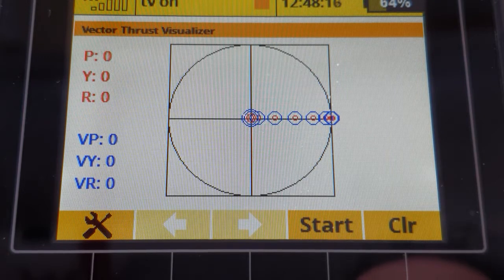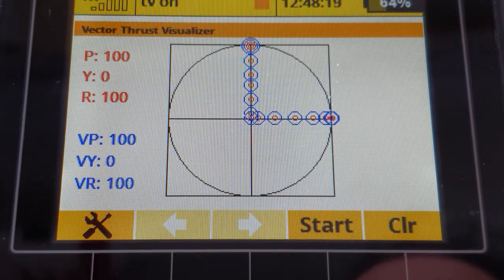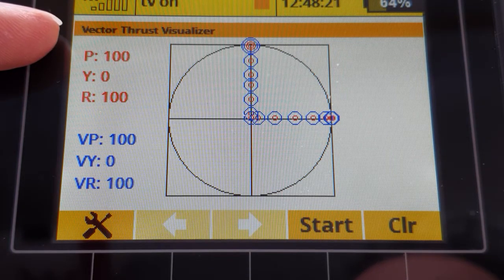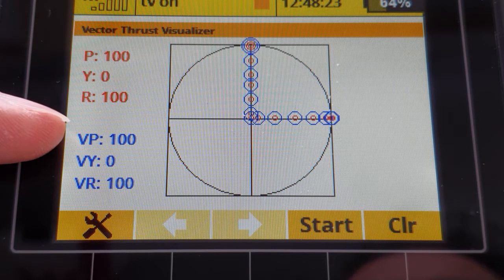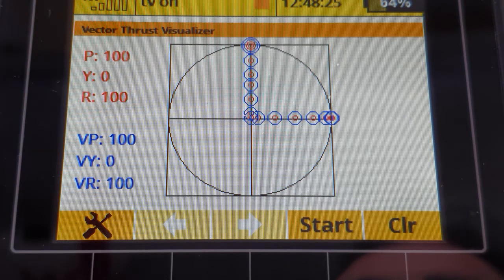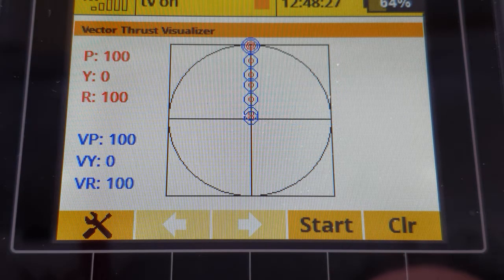And if I do it with pitch, there we go again. Pitch, elevator servo's gone to 100. Vectored thrust's gone to 100. Both of them radius 100. Lovely. Now, watch what happens when I combine it.